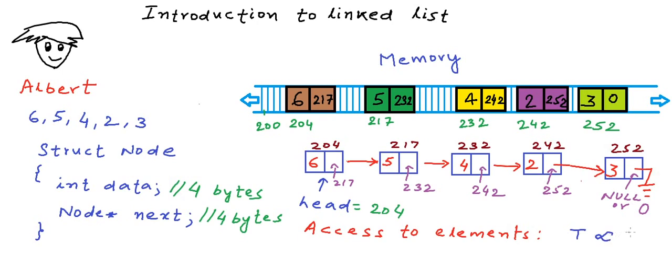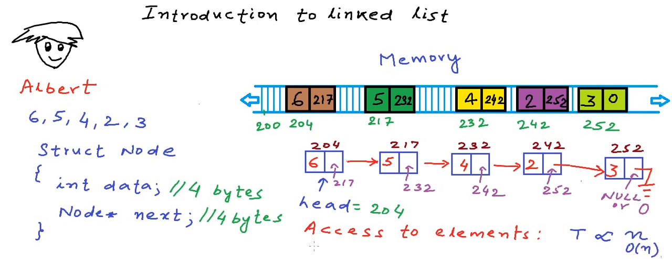Let's say the size of the list is n. There are n elements in the list. In the worst case, to traverse to the last element, you will go through all the elements. So time taken to access elements is proportional to n, or in other words, we say that the time complexity of this operation is big O of n.